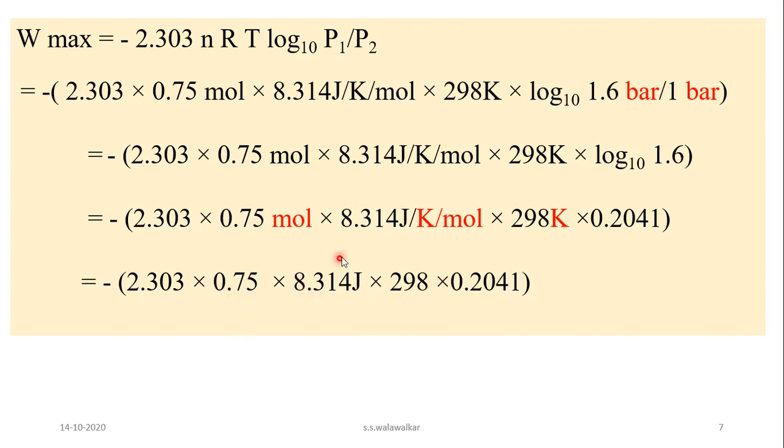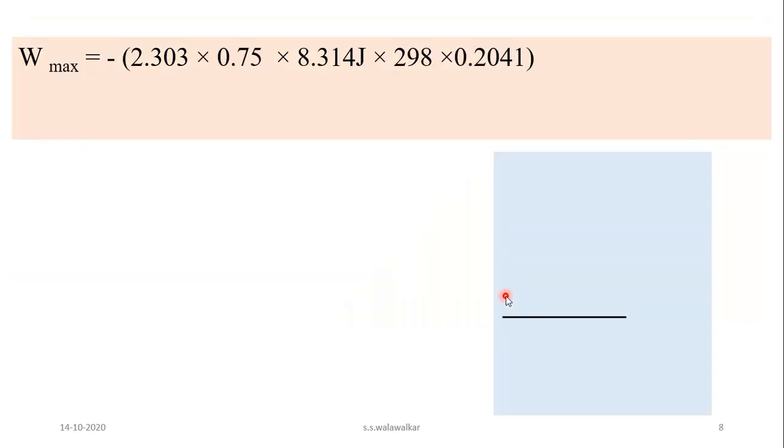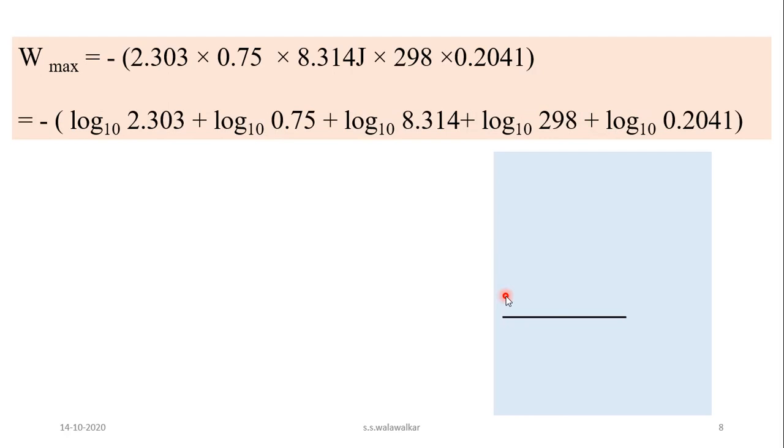Minus 2.303 into 0.75 into 8.314 joules into 298 into 0.2041. Log of 1.6 is how much? The characteristic is 0 because here 1.6 is there, so 0.2041. Now calculate it by log.